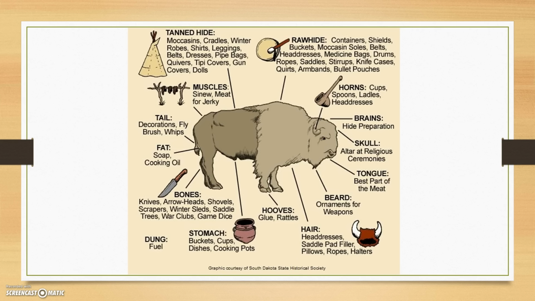And then other things, even like just the hair and the beard, were used for some of their clothes and ornaments and stuff like that. They, of course, ate all the other meat as well. But basically, everything that they needed was going to come from the buffalo. And that's an example of humans relying on the environment to survive.